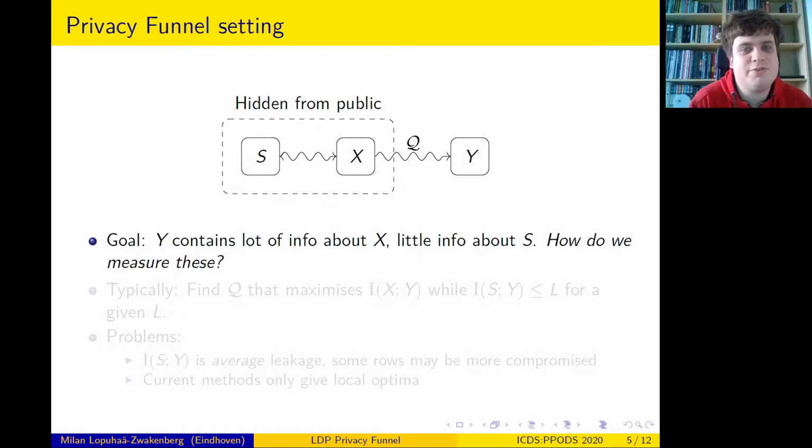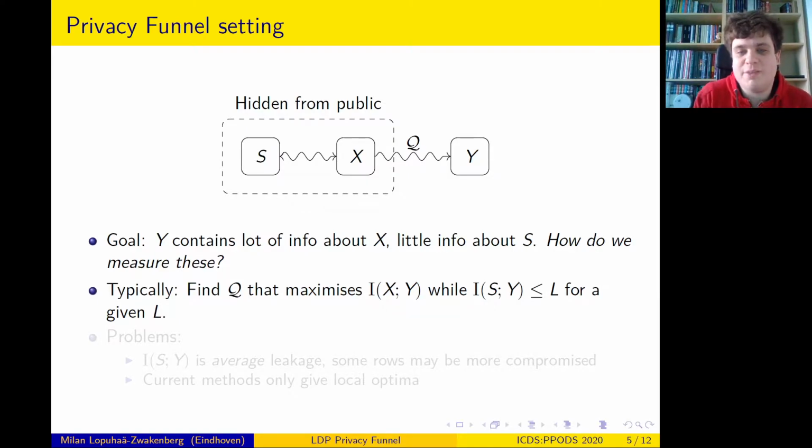So here's the picture for one of the rows. And we want Y to contain a lot of information about X and as little information about S as possible. One way to measure this is to look at mutual information, both as a utility metric and as an information leakage metric. So this is the typical privacy funnel setting where we want to maximize the mutual information between X and Y while keeping the mutual information between S and Y lower than a certain threshold, which I have written as L here.